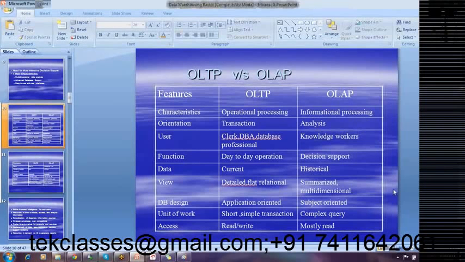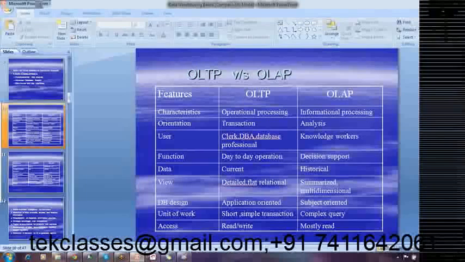For what reason are they going to use it? In order to identify the profits, the revenues, and the growth from year to year. All those things will be used by your OLAP operations. So when it comes to function-wise, we have day-to-day operations.